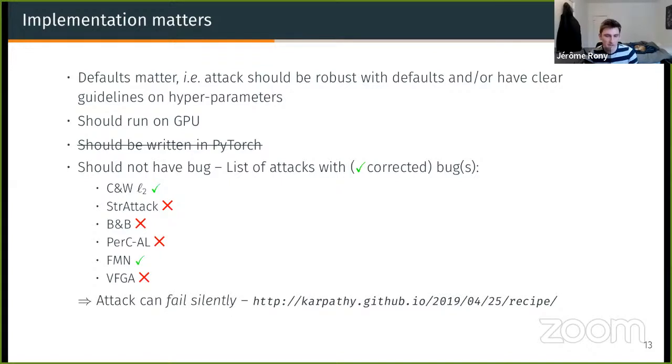And one last point is that, in my opinion, attacks can also fail silently, and that echoes a blog post by Andrej Karpathy, which is really great, about training neural networks and how they sometimes fail silently. It means that the code doesn't fail, it doesn't stop, there is no error, but the performance is not as good as it should be, because there can be many issues, and that's a big problem.